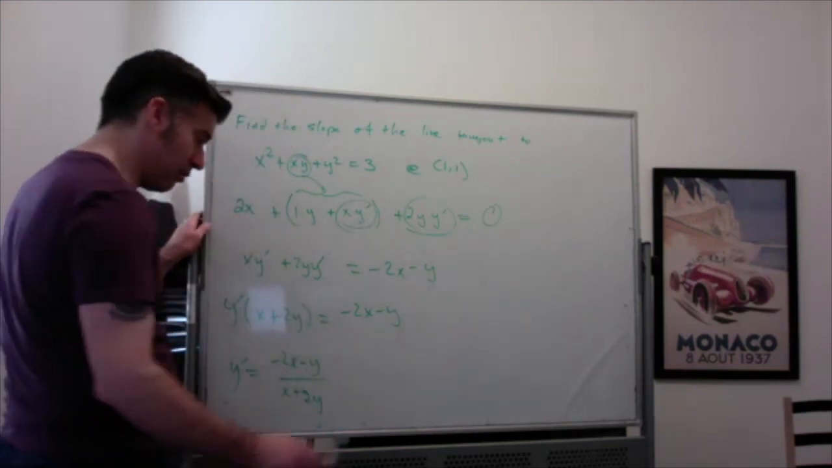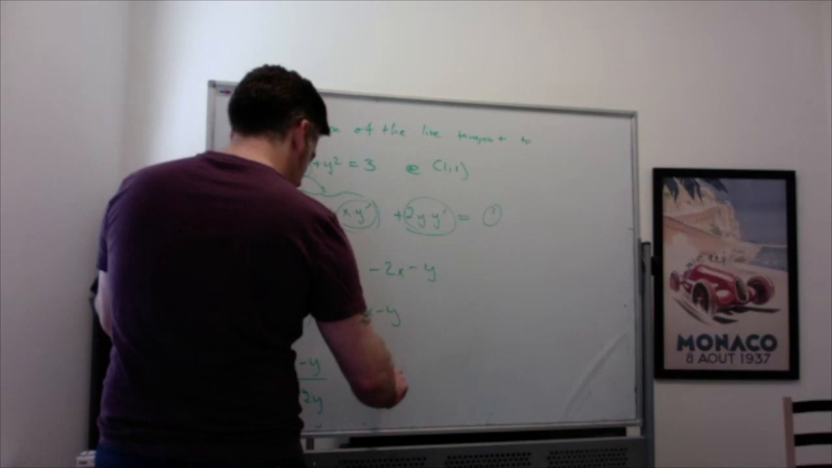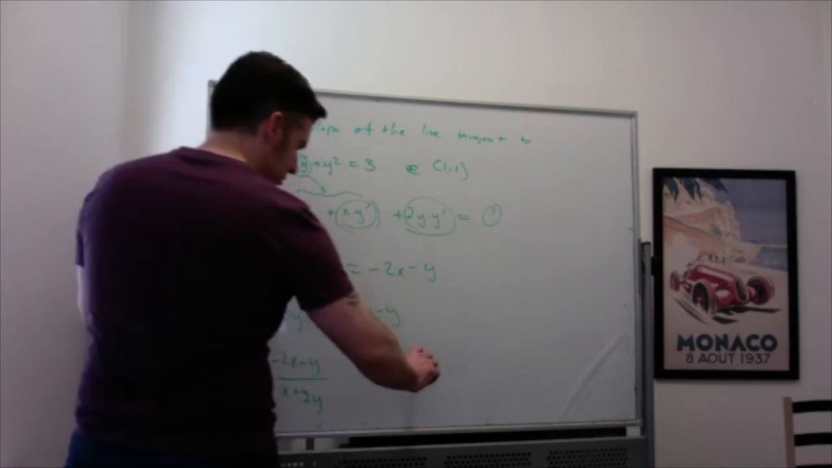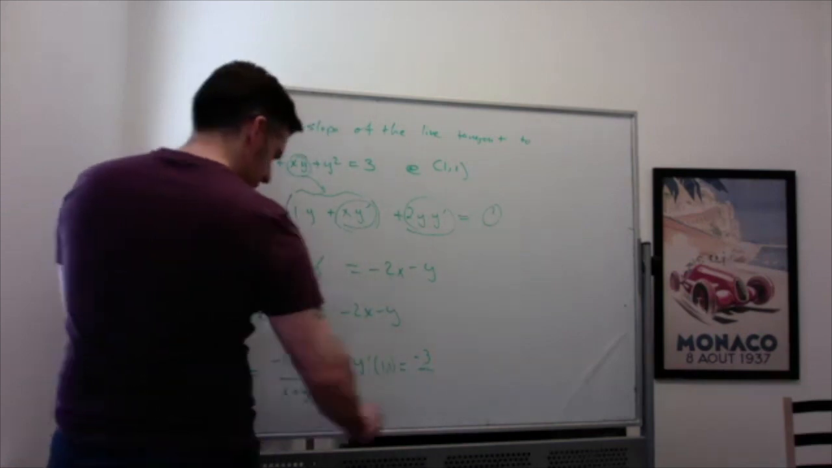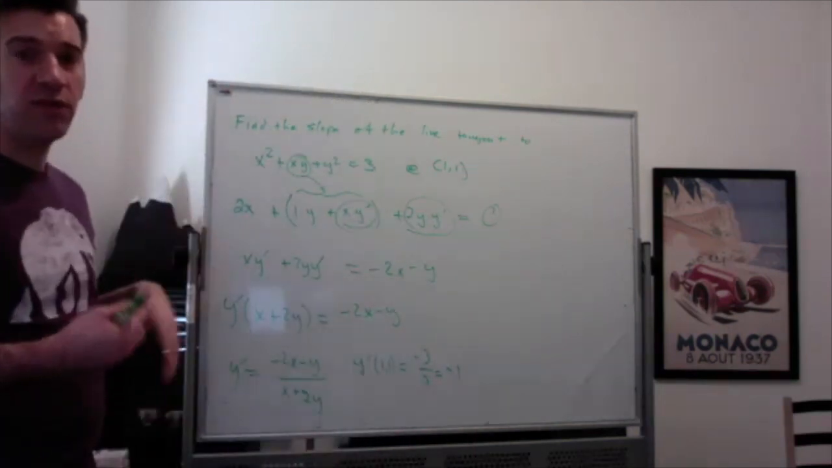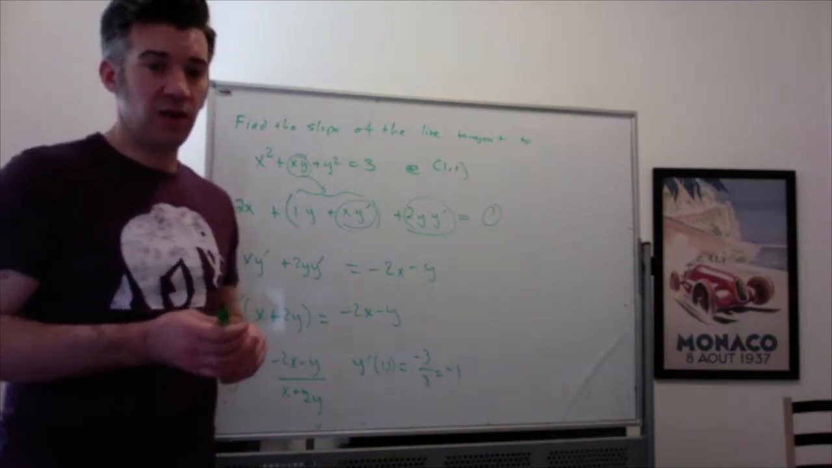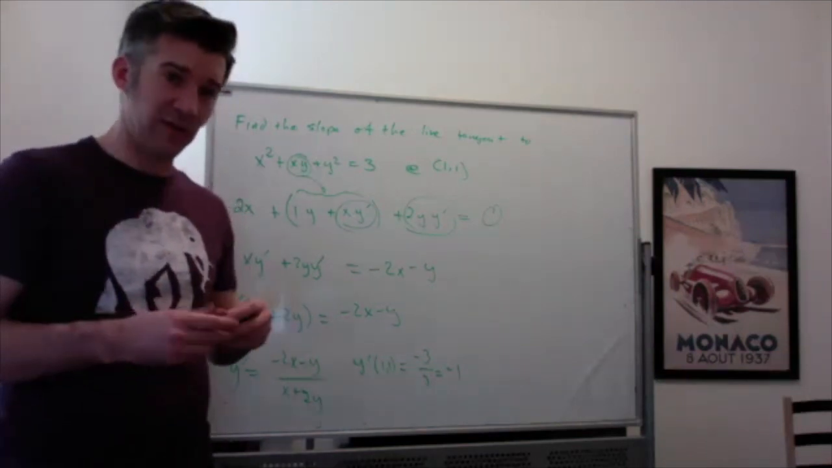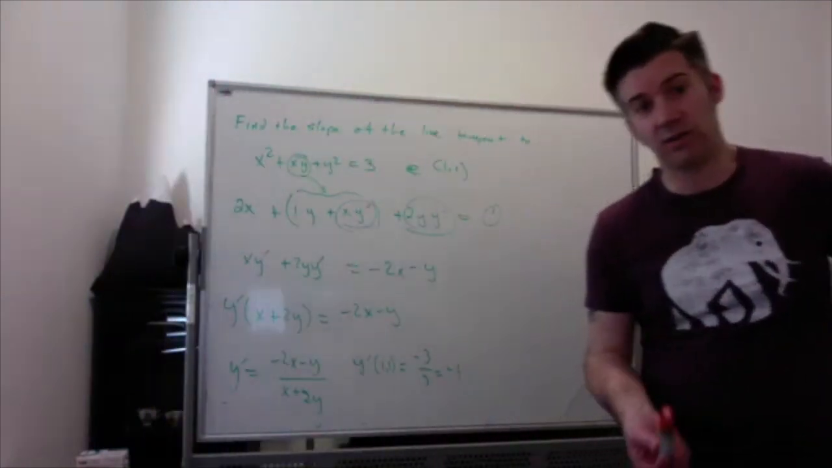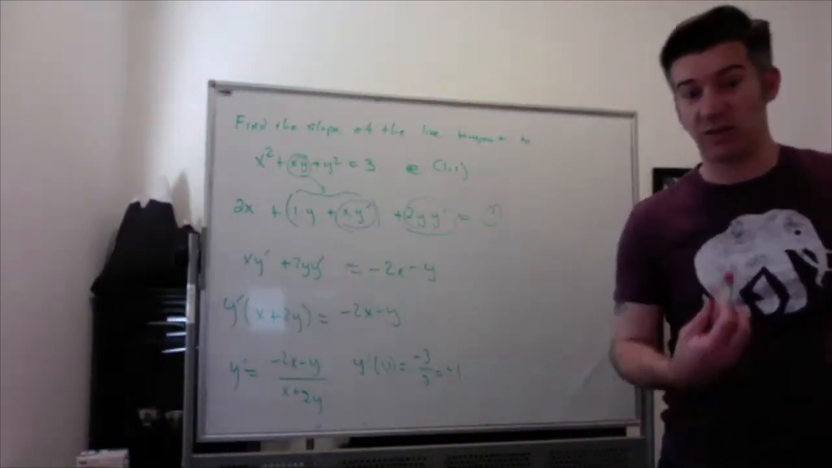And then plug in the point 1, 1. So y prime evaluated at 1, 1 is going to be negative 2 minus 1 over 1 plus 2, which is negative 1. Perfectly fine way of doing it. It's also probably more work than we actually have to do. Here's the thing. If you're ever doing implicit and they're asking you to find the slope of a tangent line and not actually the derivative everywhere, right?